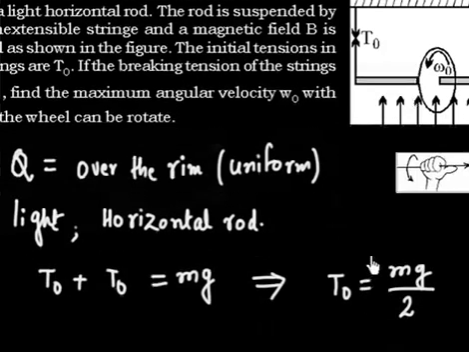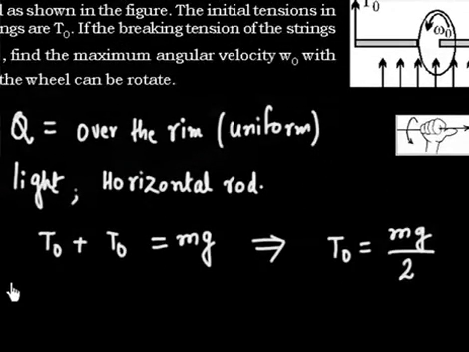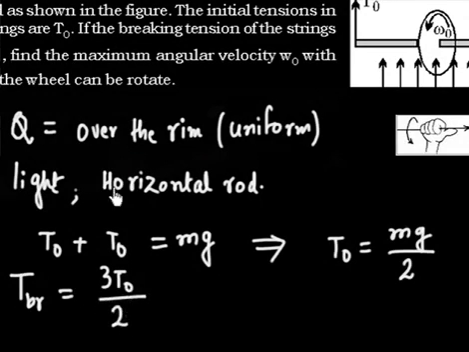Now if the breaking strength of the string is 3 T naught by 2, this means any of the strings can have maximum tension 3 T naught by 2. So maximum permissible tension is 3 T naught by 2. So let us call this T breaking, the breaking tension, equal to 3 T naught by 2. So the question says, find the maximum angular velocity omega naught with which the wheel can rotate.